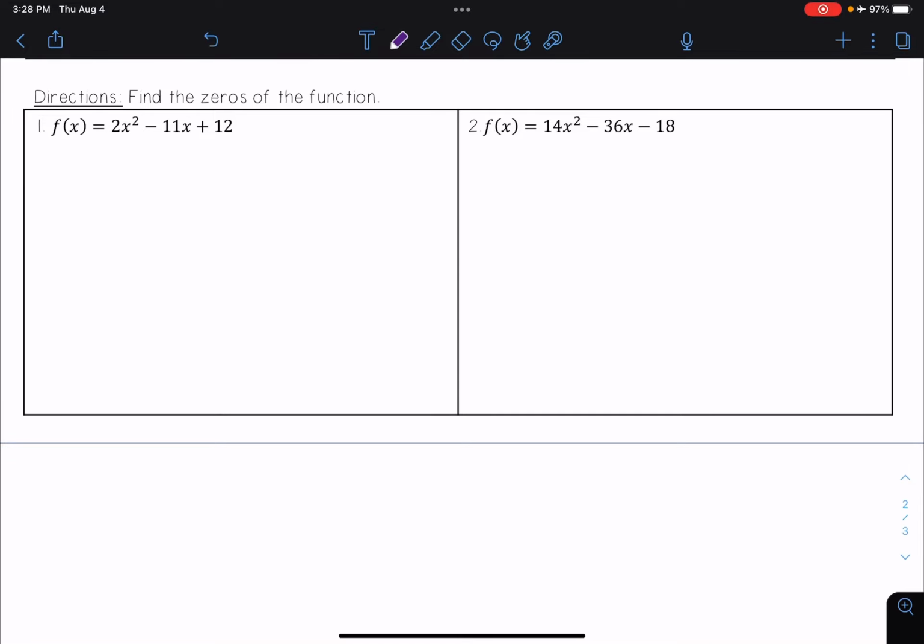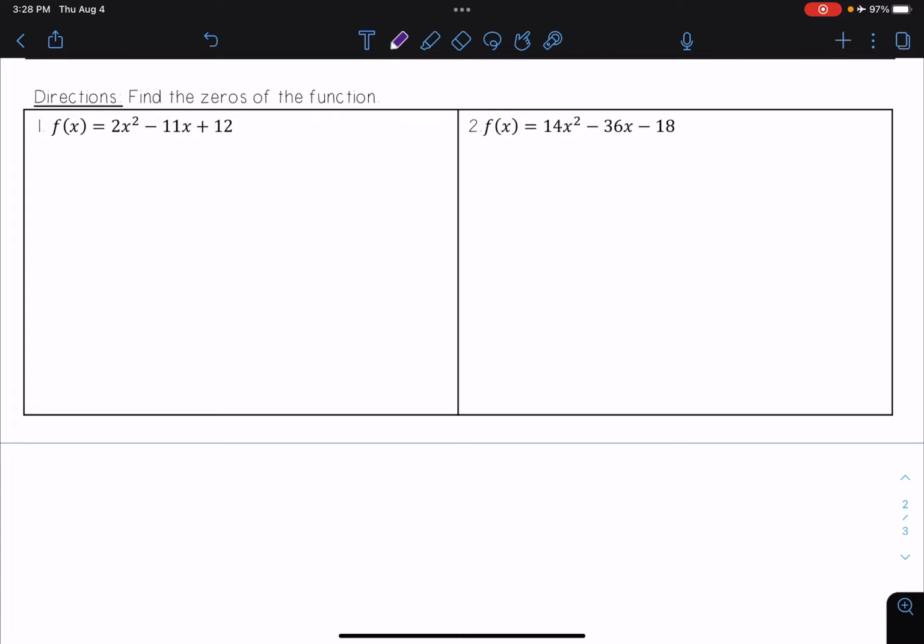So in the previous video, we were wanting to find the solution to a function. This time it's telling me to find the zeros. Well, if you recall from the beginning of these notes, zeros, solution, roots, they all mean the same thing. So for this one, we're doing exactly what we did in the previous video. Here it just has the function f of x is equal to 2x squared minus 11x plus 12.